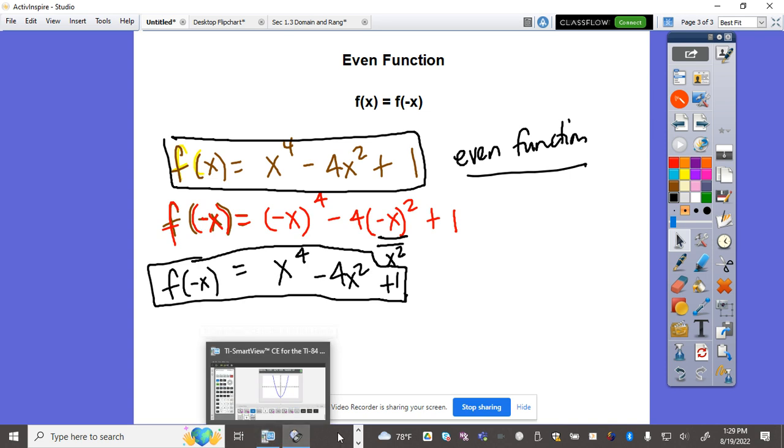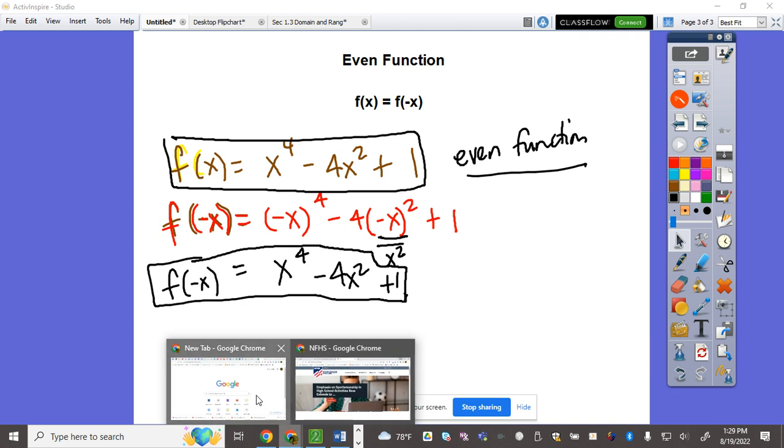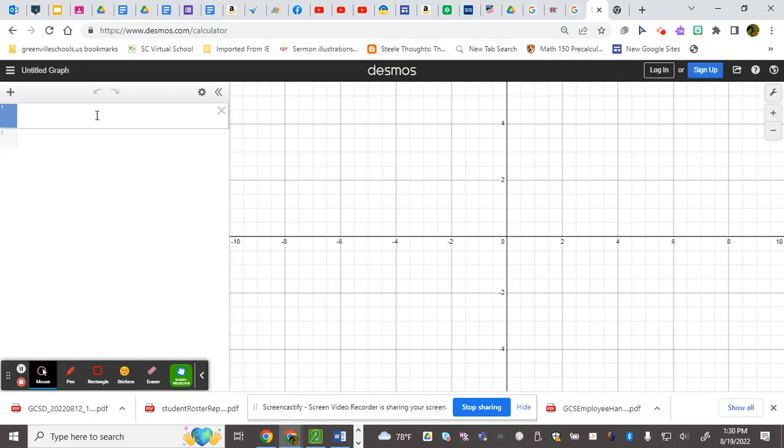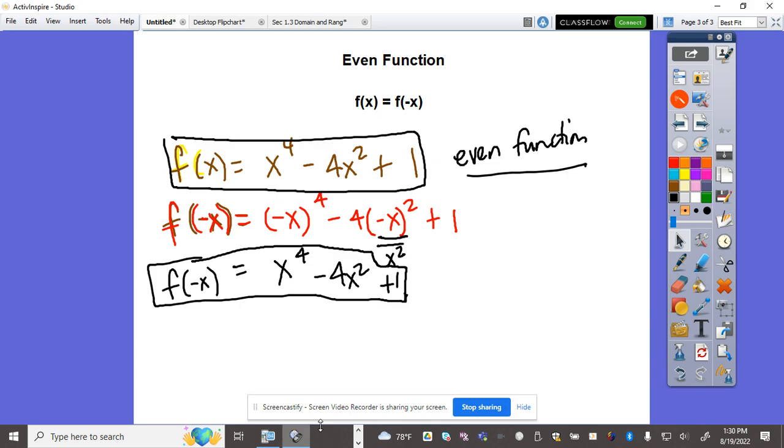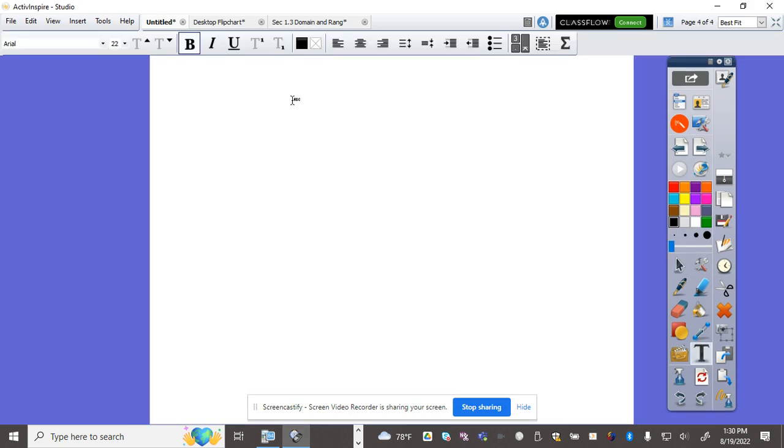So let's prove it in our calculator. Let's do Desmos this time for a change. So y is equal to x to the fourth minus 4x squared, was it plus 1? Yep. You can tell already from this graph here that this red portion is symmetrical to the yellow one against the y-axis, right? And that's why you know it is going to be an even function. Okay. All right. What about odd functions?